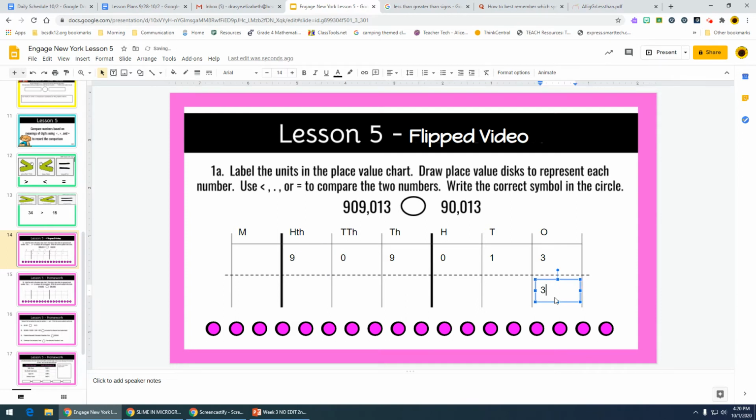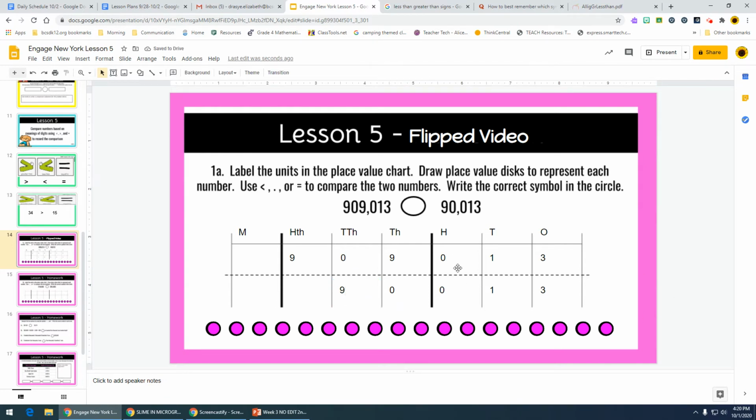I'm going to go under that dotted line, and I'm going to write out my second number. A 3 is in the ones, a 1 is in the tens, a 0 is in the hundreds, another 0 is in the thousands, and a 9 is in the 10,000s. Now I have both of my numbers in my place values in the correct spots. And I notice my top number goes out further. I have it in the 100,000s place, but I don't have anything here.